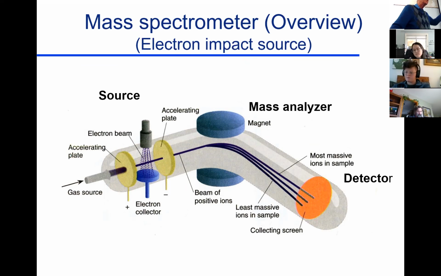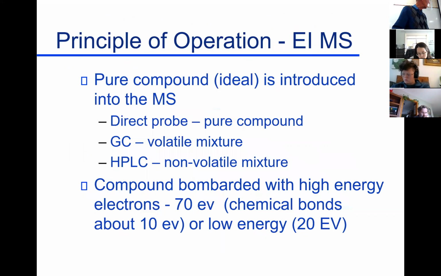So that's where the energy comes from. It can be high energy or low energy. So how much do we want to blow that apart? And then those pieces, positively charged pieces, are going to be pulled out and go into the other sections, the mass analyzer and the detector. I'll go into them a little bit later, but here we basically have a stream of electrons, and some of those electrons are going to be absorbed by molecules, and they're going to blow things into bits.